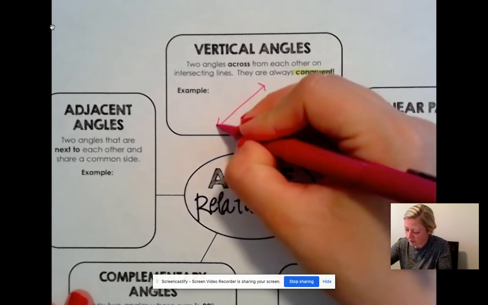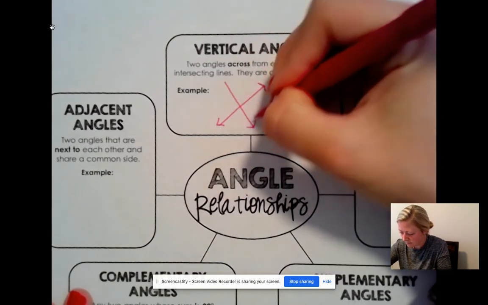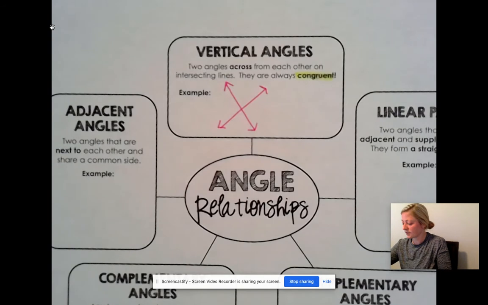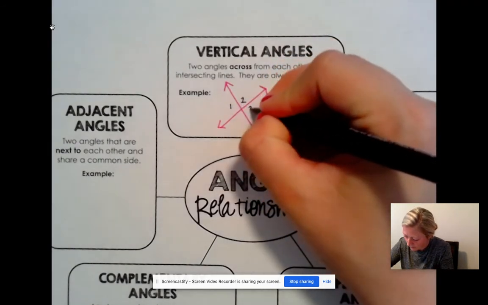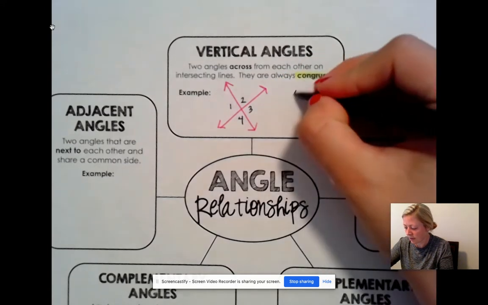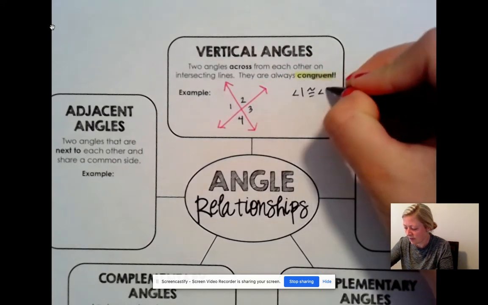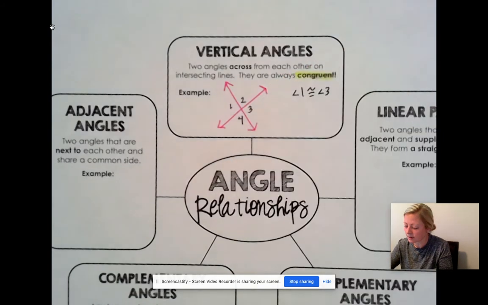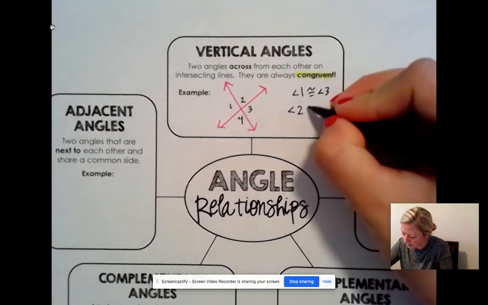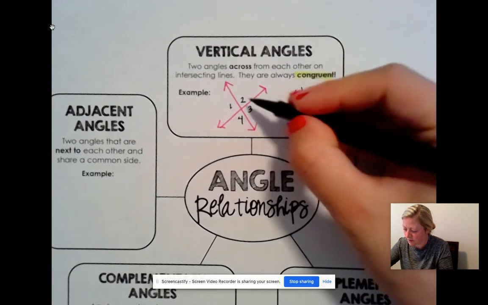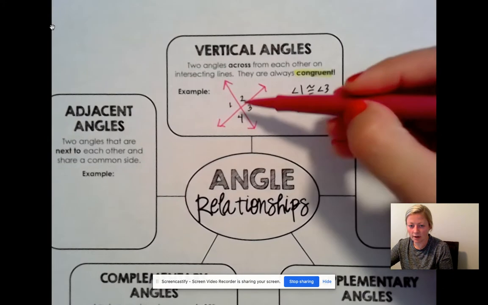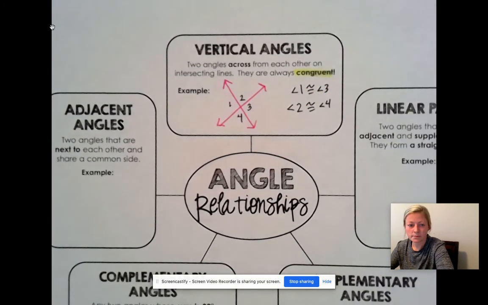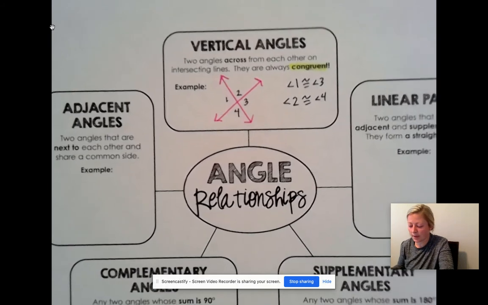So you have two intersecting lines, and they are the angles across from each other. So let's say I have angle 1, 2, 3, 4. Angle 1 is congruent to angle 3 because these two are vertical angles. And angle 2 is congruent to angle 4 because those two are vertical angles. So they are the ones that are directly across from each other.